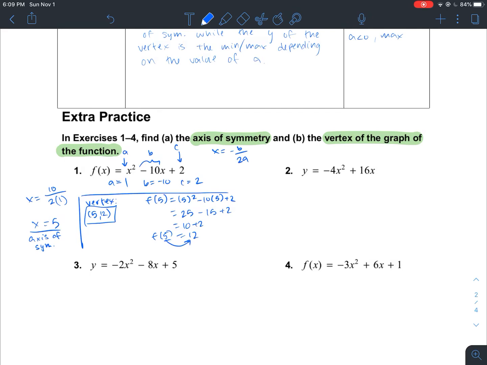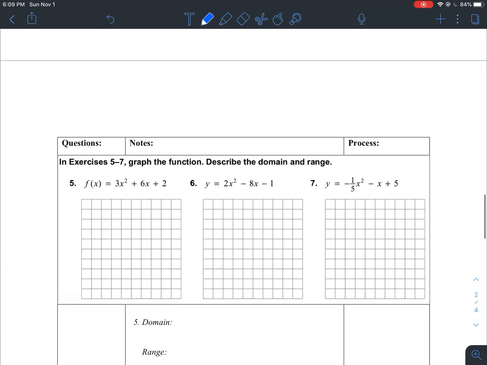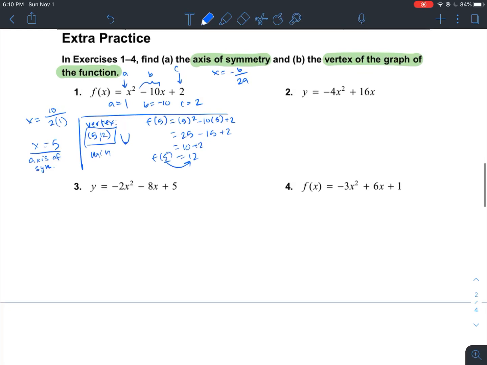Alright. And the thing is, here we know that this is going to be a minimum value. This will be a minimum value because a is positive, so we're open upward. Okay? So go ahead and do the other examples.